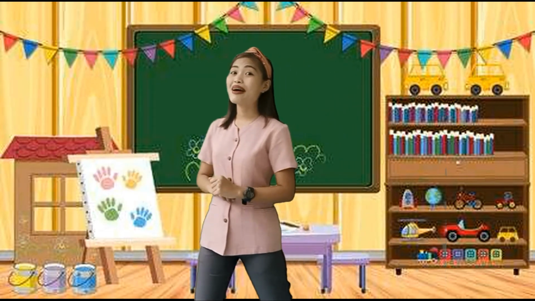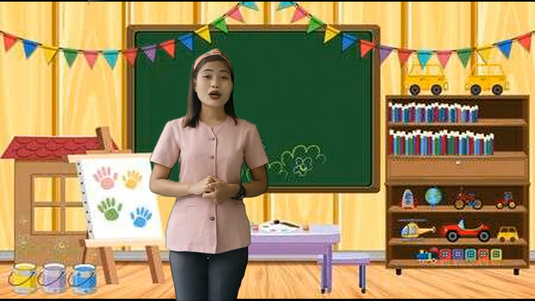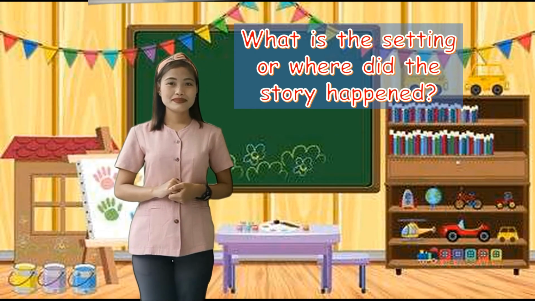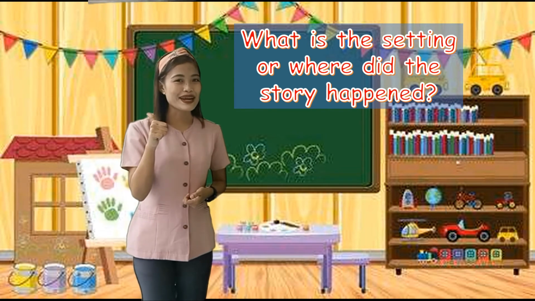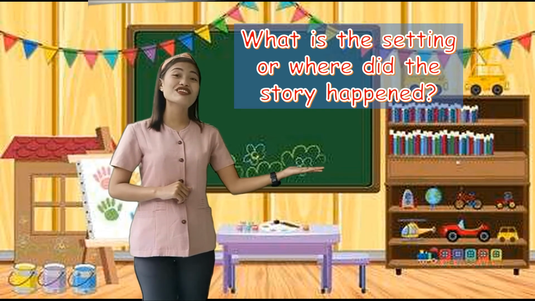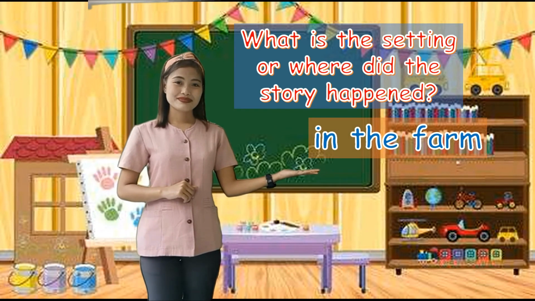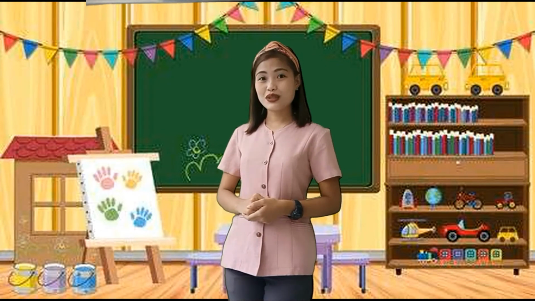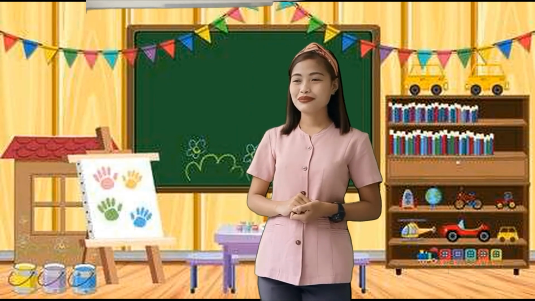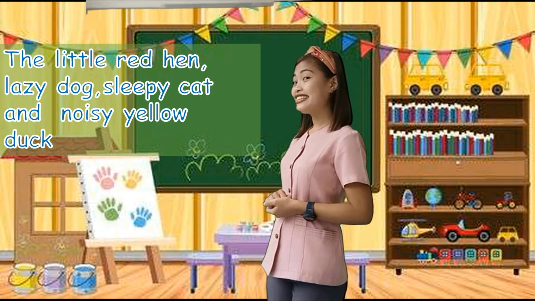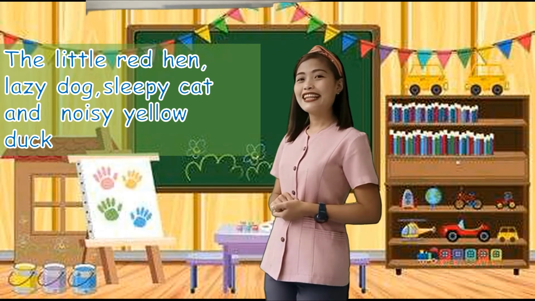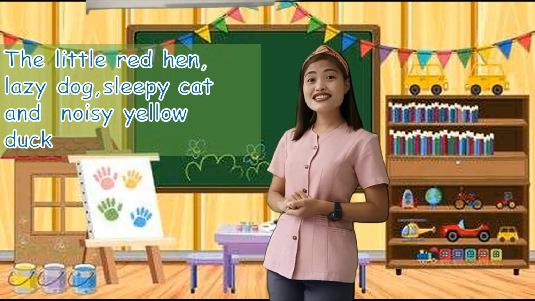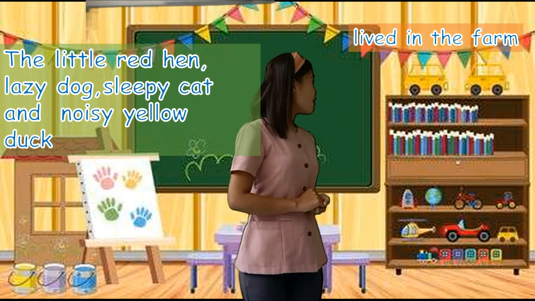Now let's go back to our story. Where did the story happen? Correct. It happened in the farm. Now let's make a sentence using the descriptive phrases that we had a while ago. The little red hen, lazy dog, sleepy cat, and noisy yellow duck lived in a farm.